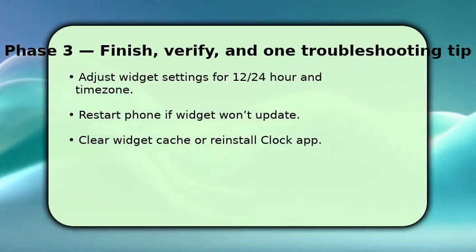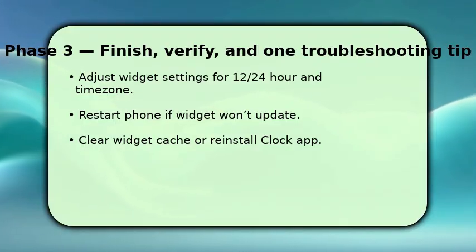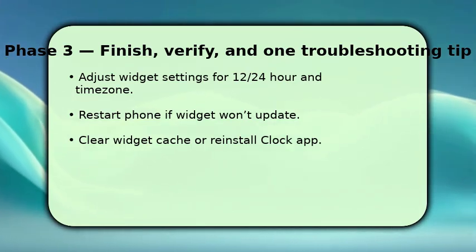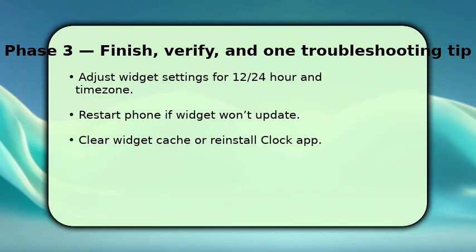If the time doesn't update, restart the phone first. That fixes permissions and background refresh issues. If restart fails, clear widget or clock app cache, then re-add the widget. This sequence resolves most problems. If not, check MIUI.